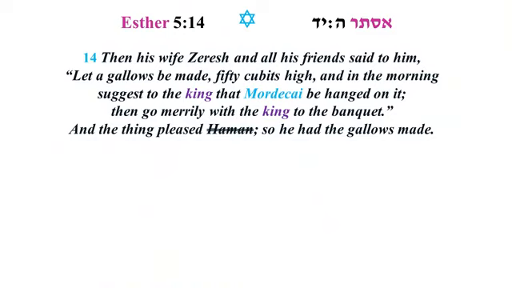Verse 14 of Esther 5, then Zeresh, his wife, and all his friends said to him, have a gallows 50 cubits high made, and in the morning ask the king to have Mordecai hanged on it. Then go joyfully with the king to the banquet. And the advice pleased Haman, so he had a gallows made.